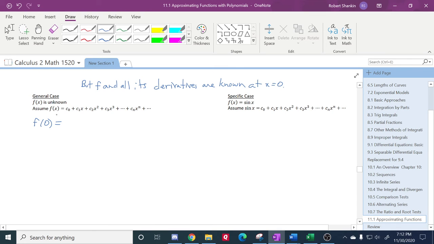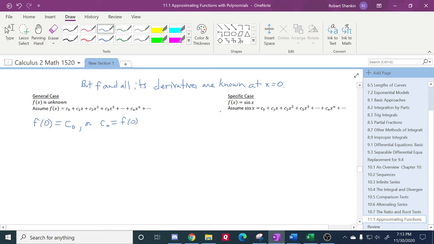F of 0 means that x has been replaced by 0. When you replace x with 0, it knocks out every single term except this first one. F of 0 is equal to C0, or C0, we now know, is f of 0.